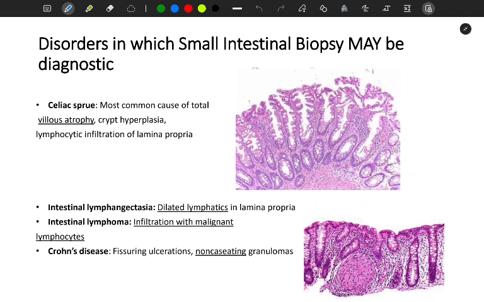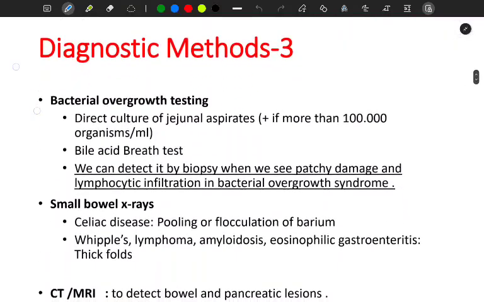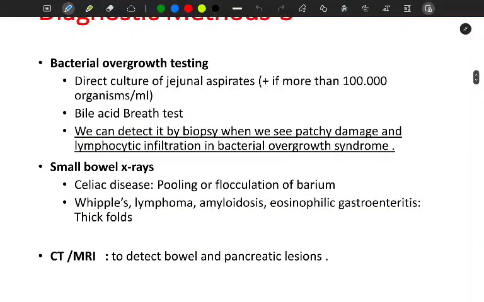Next. Diagnostic methods for bacterial overgrowth: direct culture. Sometimes you put an NJ tube, nasojejunal tube, not NG. We take an aspirate from that and send it to the lab to see if there is a culture. It's not that specific, to be honest. Bile acid breath test: we give them a labeled molecule that is excreted in the bile and then in the intestine. If you detect this radiolabeled molecule in the breath, that means we have malabsorption. So one of these ways.